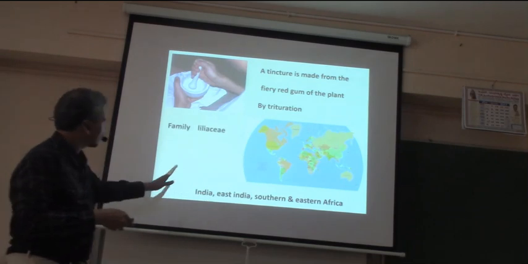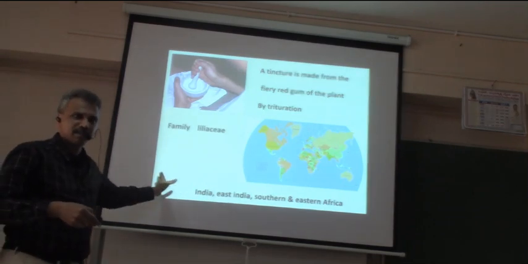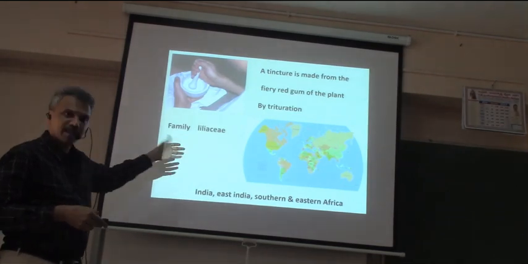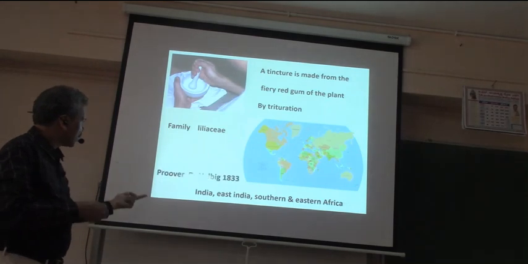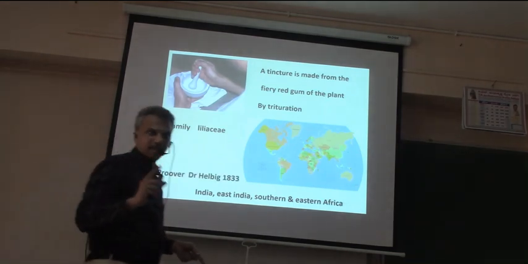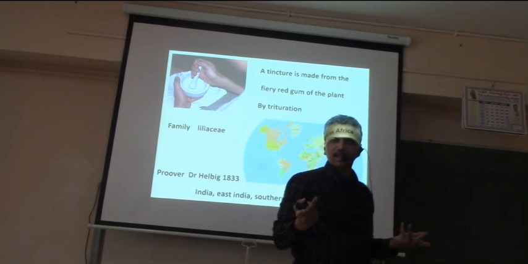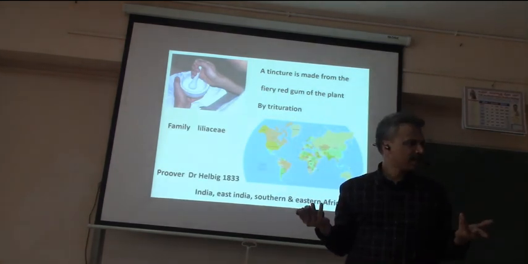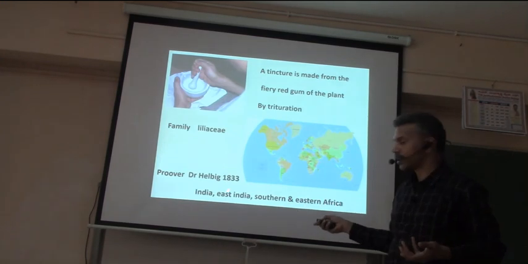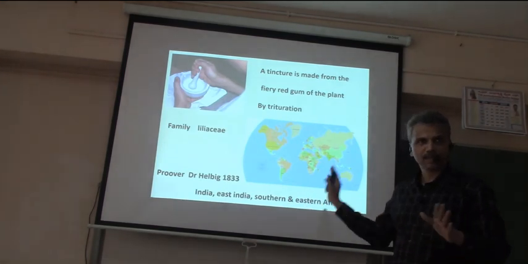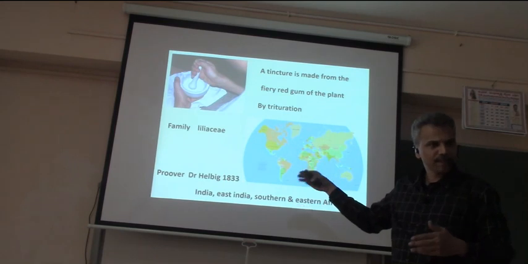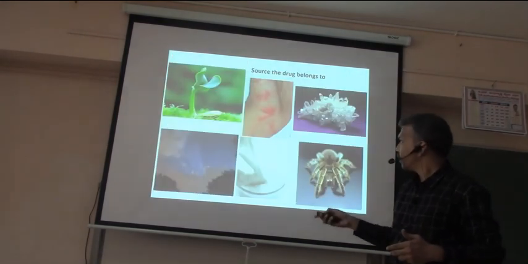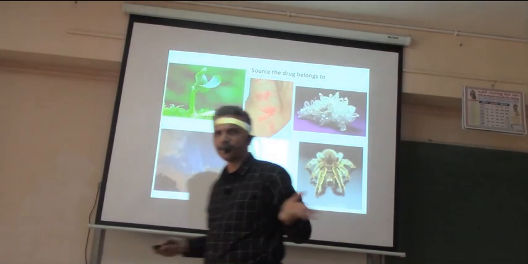See, this is not very important. I have to tell, so I am telling. Okay, family is Liliaceae. This can be important, and it was proved by Dr. Helbig. A few lecturers might ask you in your viva, who proved Aloes Socotrina? So Helbig in the year 1833 proved Aloes Socotrina. This is just the basic information of Aloes Socotrina.